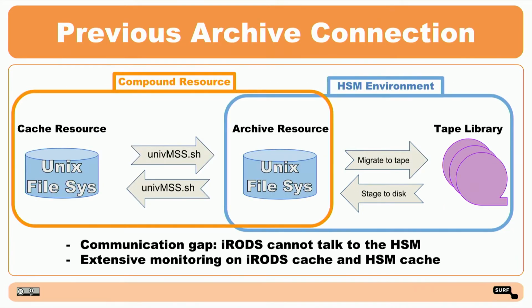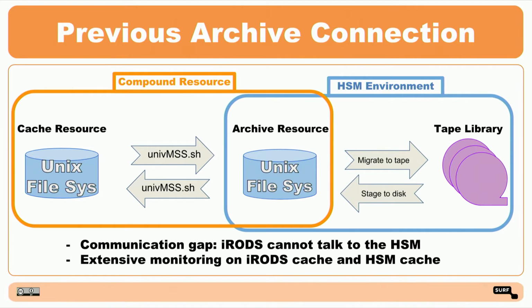Previously, at the user group meeting last year, SURFsara presented how EUDAT and iRODS had created a compound resource object connected to a tape library. In that situation, for iRODS, you have a caching file system that is a Unix file system, and a script that moves all of your data to your archive location. Unfortunately, some HSMs involve their own front-end Unix file system already, which means then they migrate it to tape on that behalf. This left a very large communication gap.